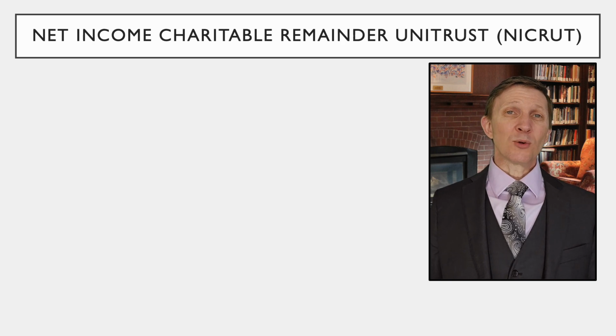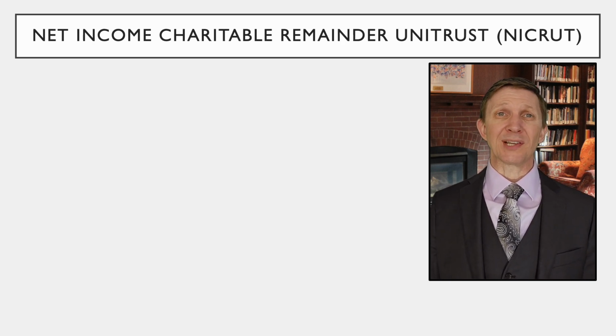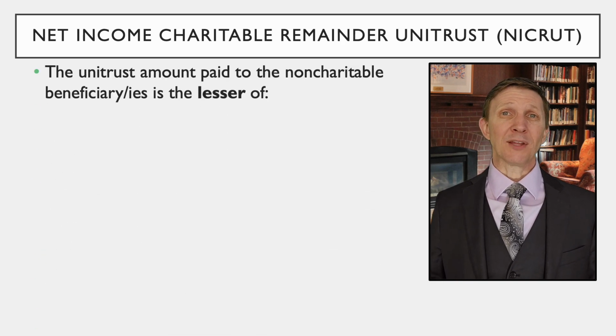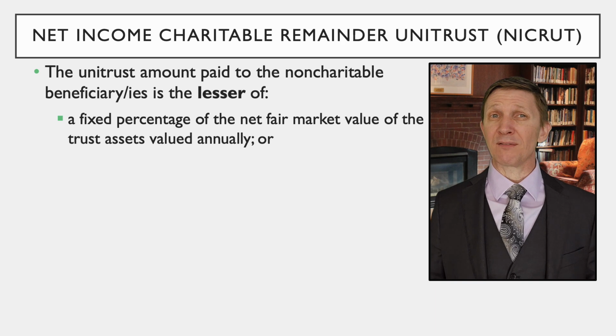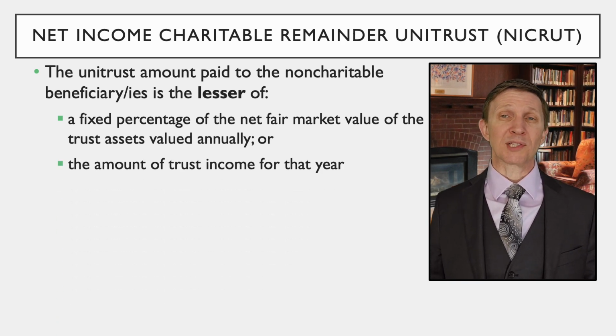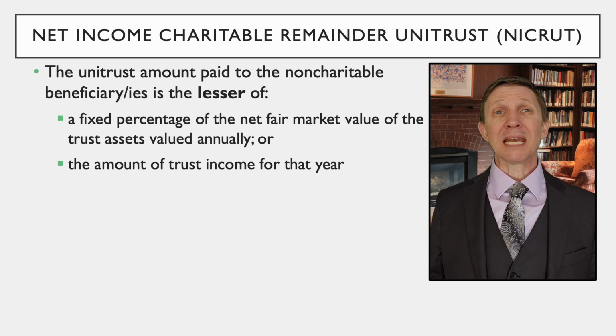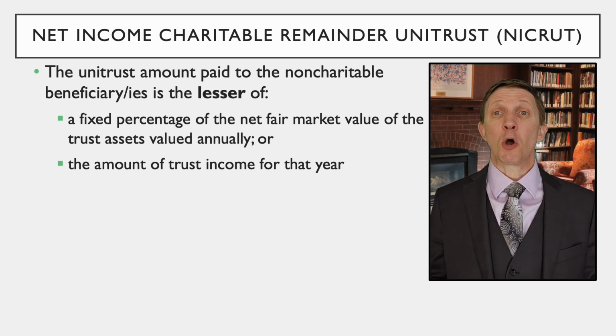The NIMCRUT uses the net income method to calculate payouts to the non-charitable beneficiaries. Under the net income method, the annual payout is the lesser of a fixed percentage of the net fair market value of the trust assets valued annually or the amount of trust income for that year. If the NIMCRUT has no income, the non-charitable beneficiaries receive no payouts.